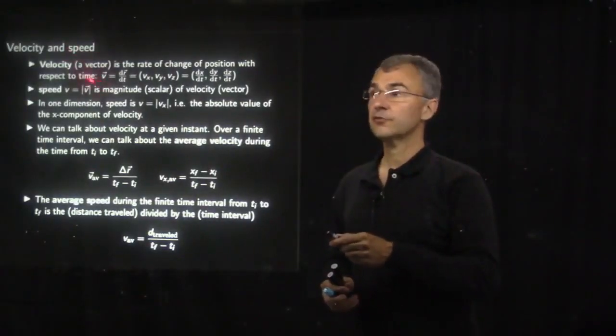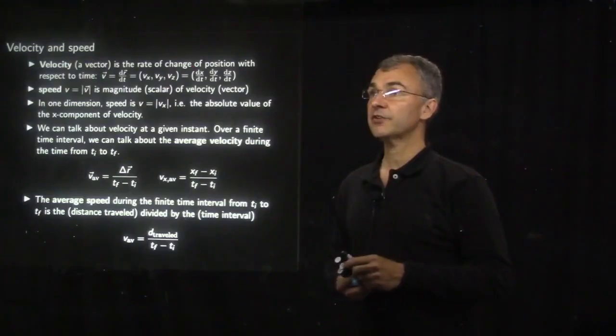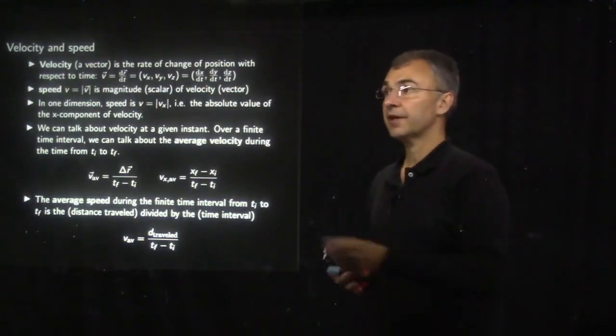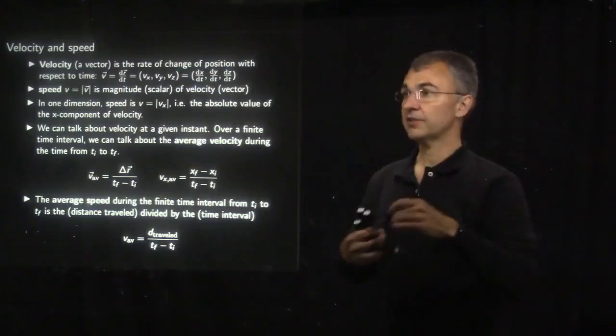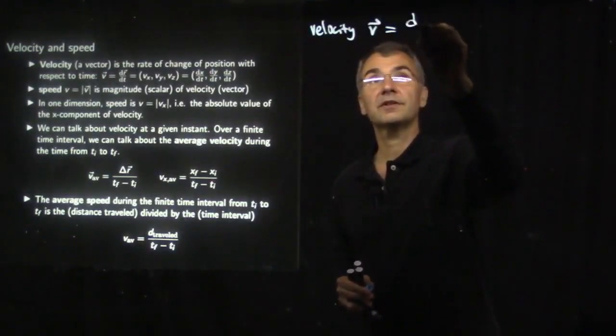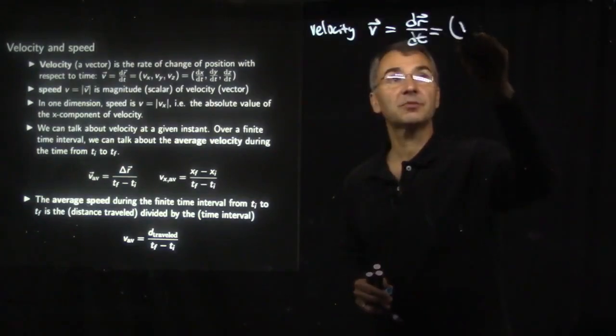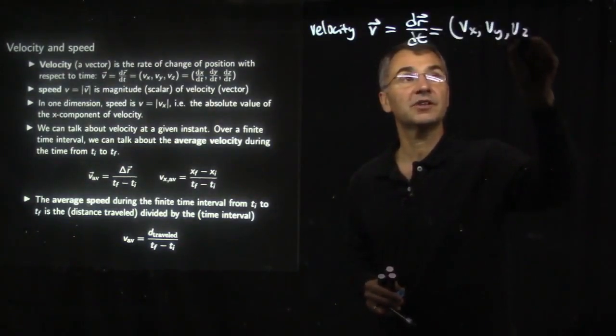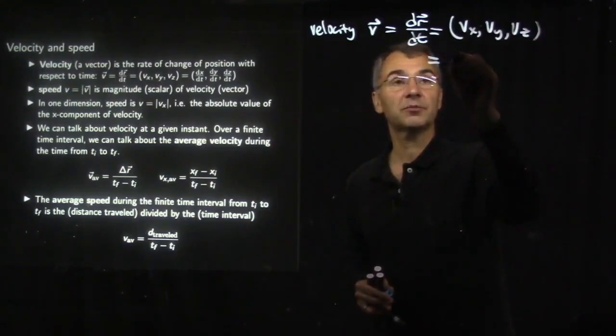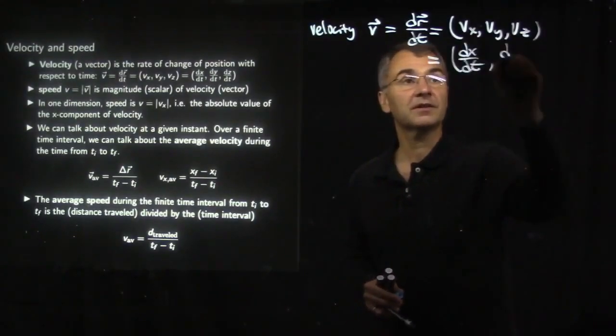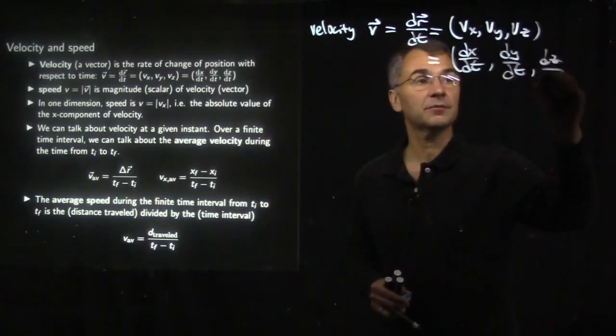So velocity is a vector. Velocity is the rate of change of position with respect to time. We have here v is dr by dt. Velocity, v is dr by dt. Three components, vx, vy, vz in 3 dimensions. So then component by component, they equal dx by dt, dy by dt, and dz by dt.